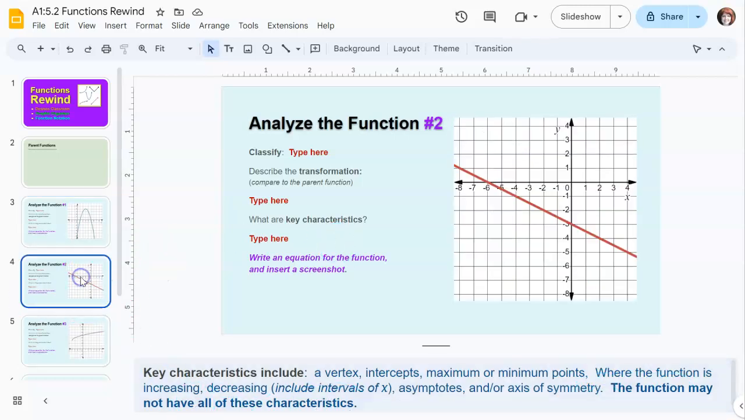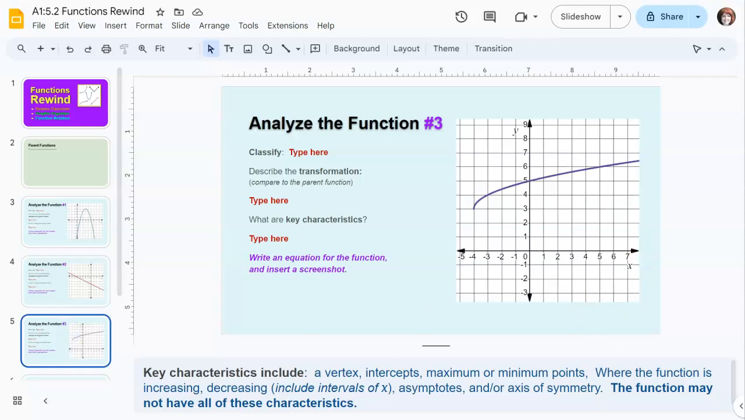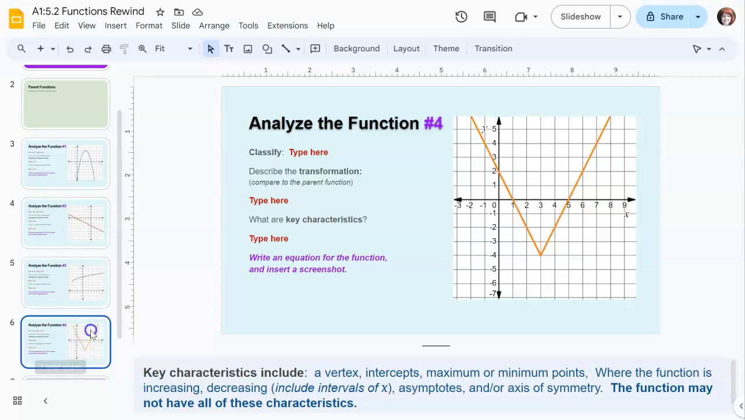All right, the next function they're going to look at is this one. This is function 2. So again, they're going to classify it, describe it, list key characteristics, and insert an equation. They will need to recreate this basically in Desmos to get that equation. And then function 3. And as you can see, all the functions are different types.